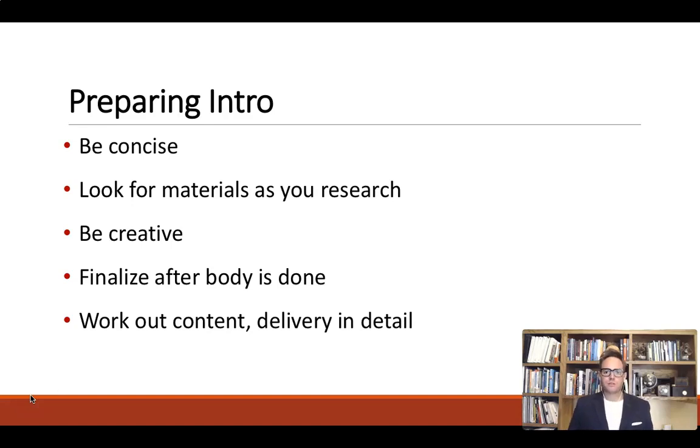Be creative, tap into your imagination, tap into the imagination of the audience. Again, as we learned in previous chapters, we want to paint a picture in the minds of the audience. So don't be afraid to grab a paintbrush and use your audience's minds as a canvas. And then finalize after the body is done. So after you develop the body of your presentation, then you want to develop the introduction. I know this sounds counterintuitive, but again, keep in mind bookends.